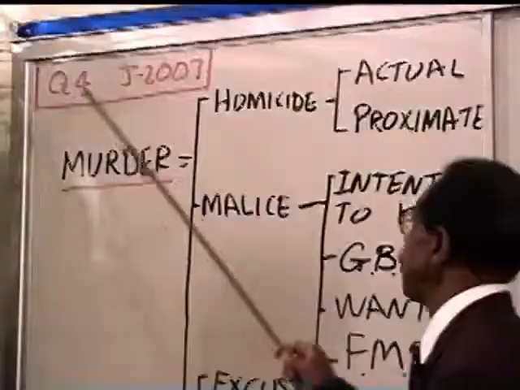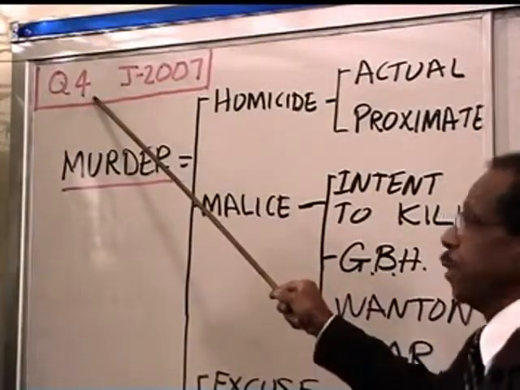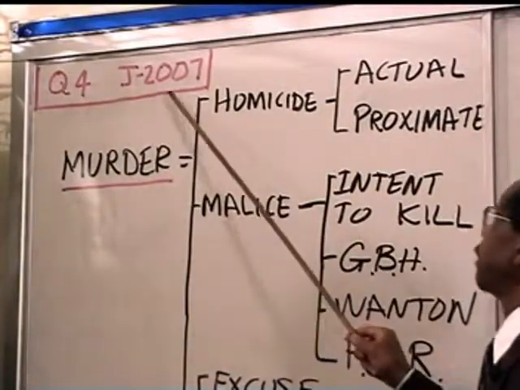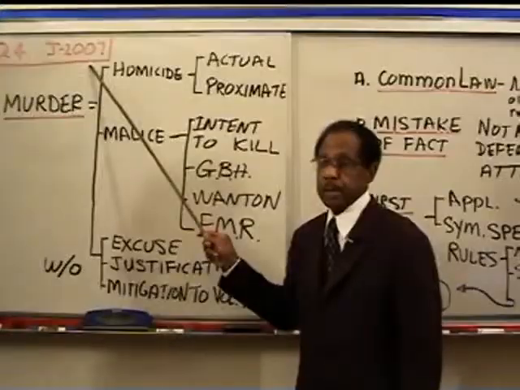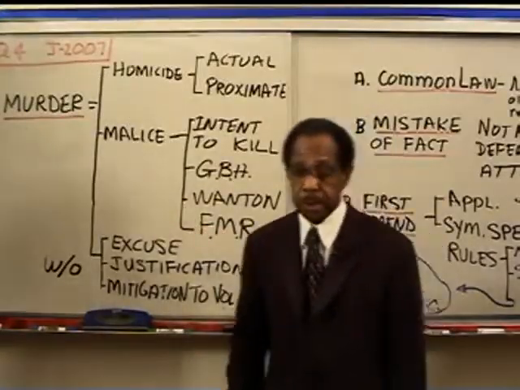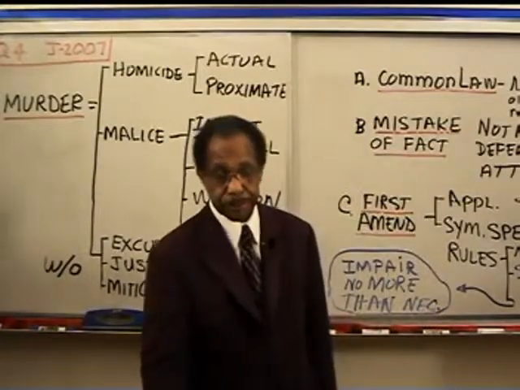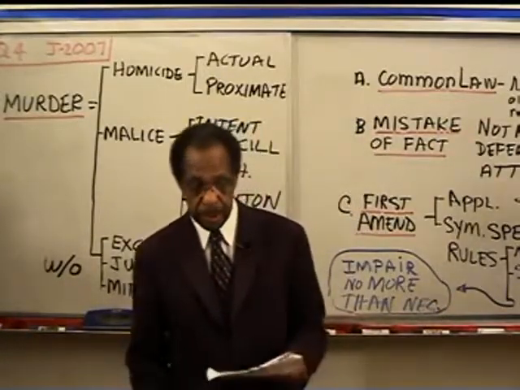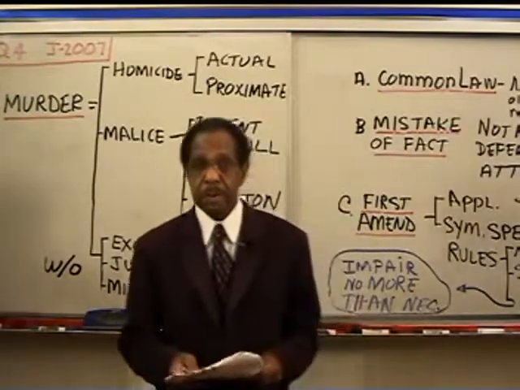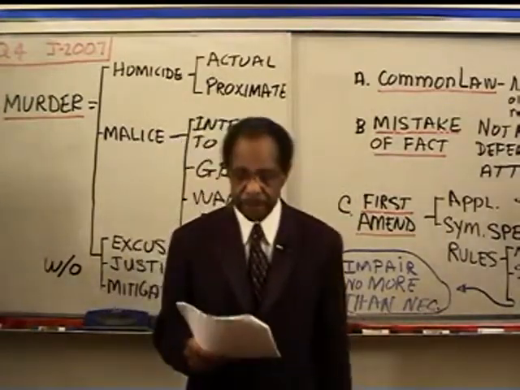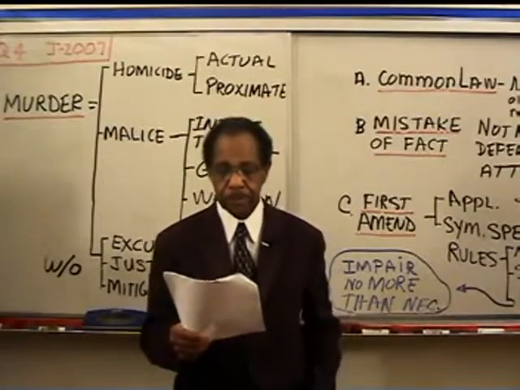We are going to analyze question 4 from the July 2007 California bar exam. It is a crimes and constitutional law crossover question. I urge you to stop the video and read the question, but I will give you a quick summary of the facts, hoping you have read them.